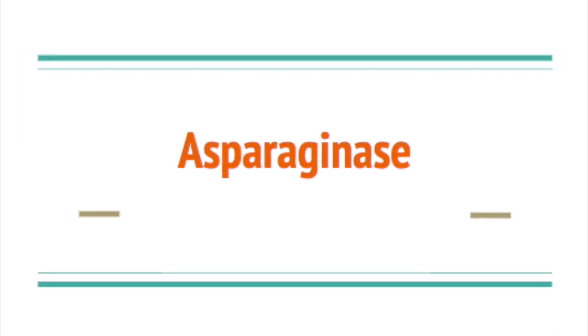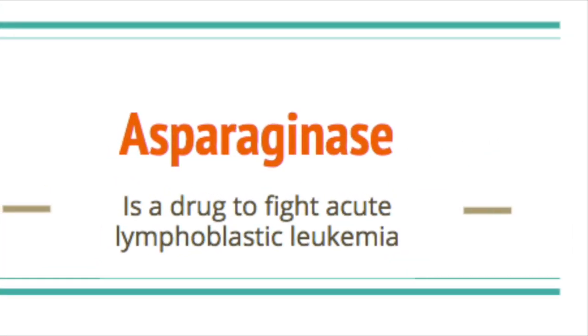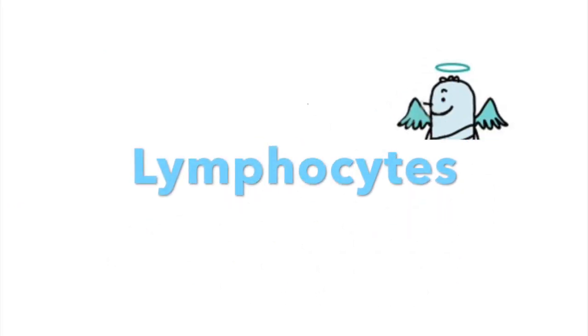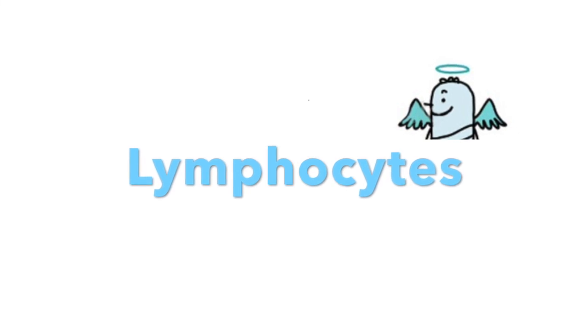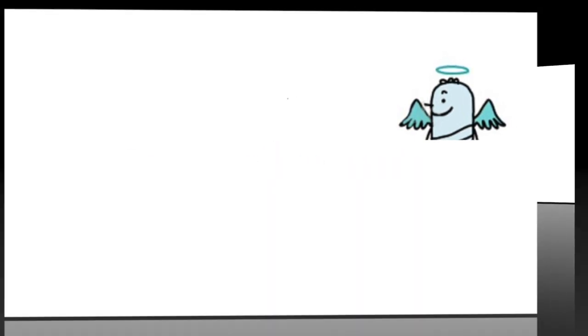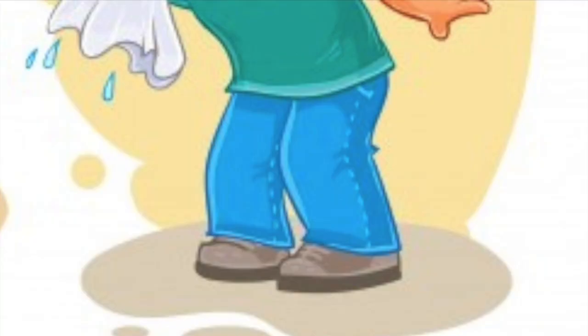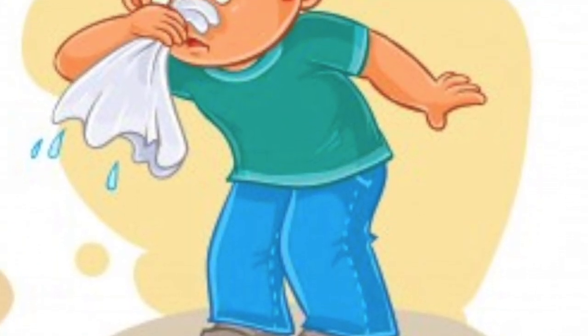Quick overview of asparaginase. Asparaginase is a drug to fight acute lymphoblastic leukemia. Lymphocytes are the good cells in our body that keep fighting the bad guys. But sometimes lymphocytes can go bad, become leukemia cells, leaving our children sick, tired, and fatigued.